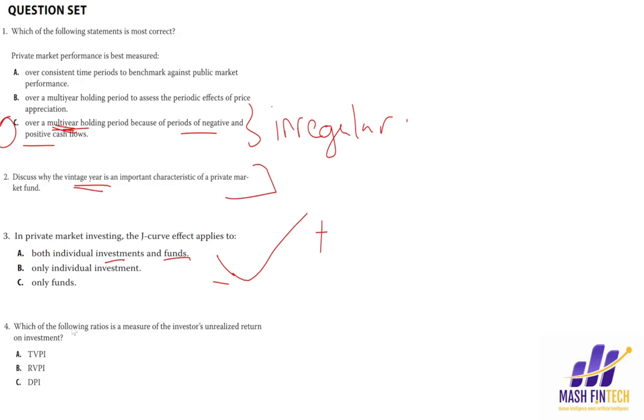And then the last one, which of the following ratios is a measure of investors' unrealized return on the investment, right? The unrealized return is this residual value to paid in. The residual value to paid in is where you simply take the unrealized returns, which are also called the net asset value, then you divide by the total capital invested. All right, this is a sum of the distributed to paid in plus the residual value to paid in, and this is just the distributed to paid in. This is the realized return. So the answer would be option number B.